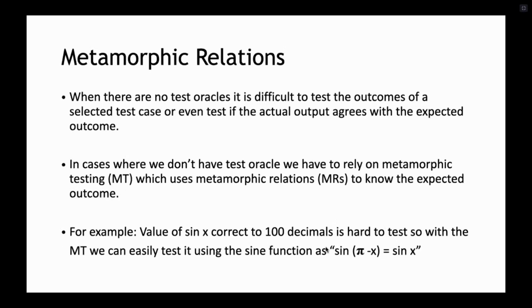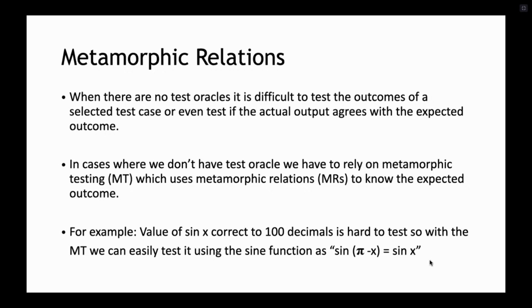Before we go ahead, I'll give a small example of what metamorphic relations and metamorphic testing are. When we don't have any expected output, it is impossible to test a case. In this situation of a missing oracle, we rely on metamorphic testing, which uses a metamorphic relation to know the expected outcome. For example, sin x to 100 decimals is hard to test unless we know the 100 decimals, but we can use the metamorphic relation sin(pi minus x) equals sin x to easily test it.